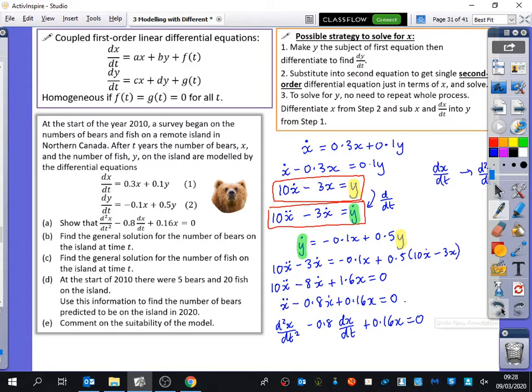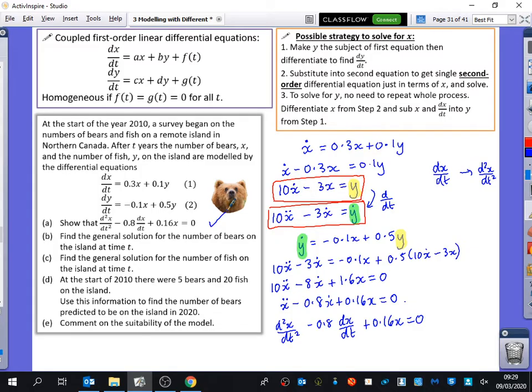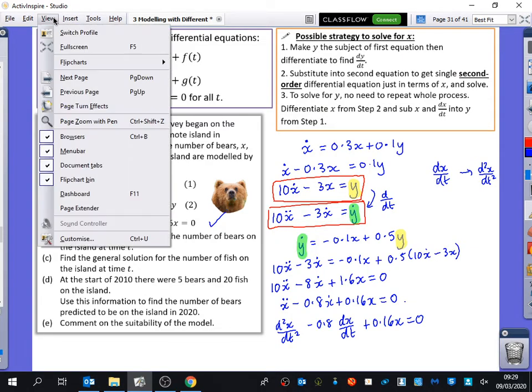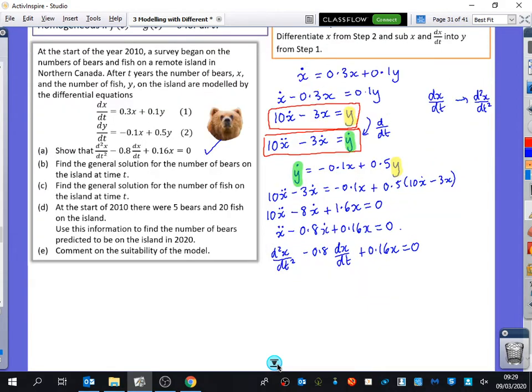Okay, so we've done part A of the question. It then says find the general solution for the number of bears on the island at time t. What do I need to do now? I just need to actually solve this equation. Part B of the question is now to solve this. So the auxiliary equation is m squared minus 0.8m plus 0.16 equals 0, which gives m equal to 0.4. It's a repeated root. I don't actually need to do a complementary function here, do I? Because it's already equal to 0.